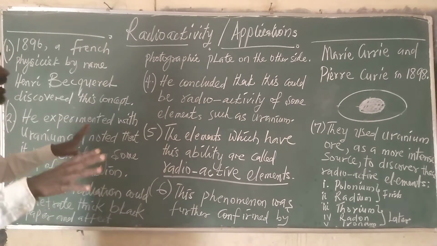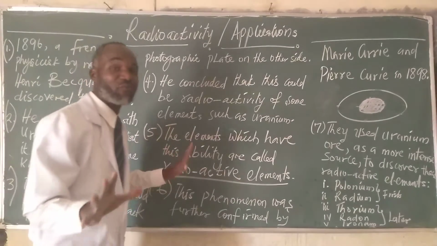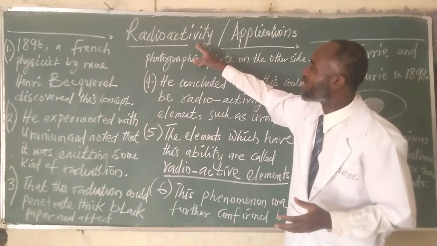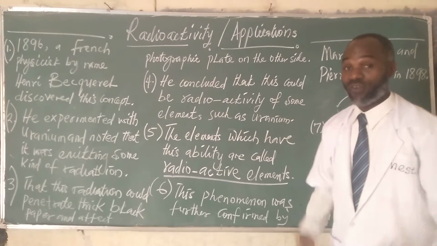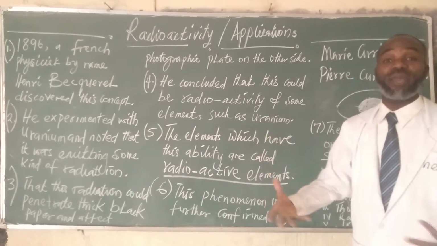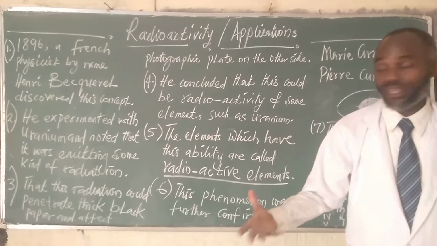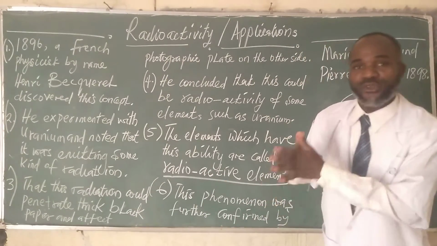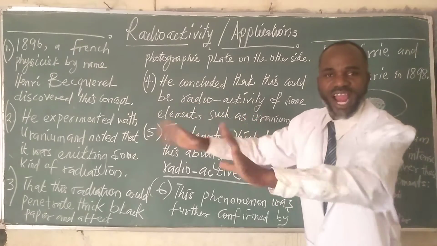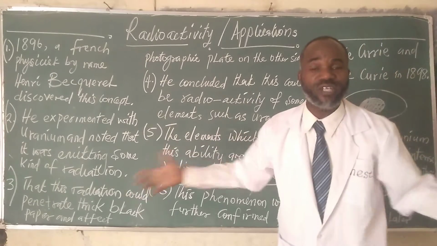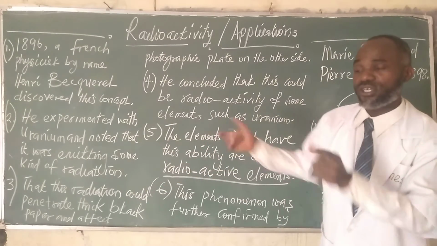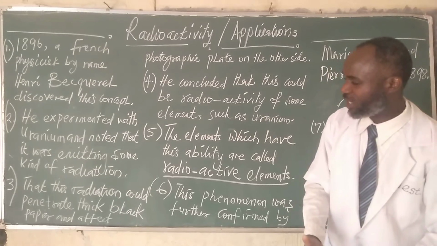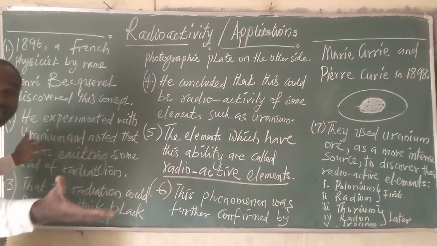In 1896, a French physicist by name Henri Becquerel discovered this concept known as radioactivity. What did he do? Very simple. He was experimenting with some elements, and one of such elements is uranium. In the process, he found out that this uranium was giving out some kind of radiation spontaneously on its own. And that alone drew Becquerel's attention. He started to find out what actually was happening, what sort of radiation this uranium was emitting.